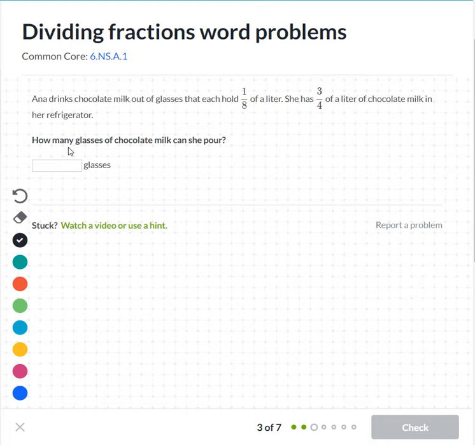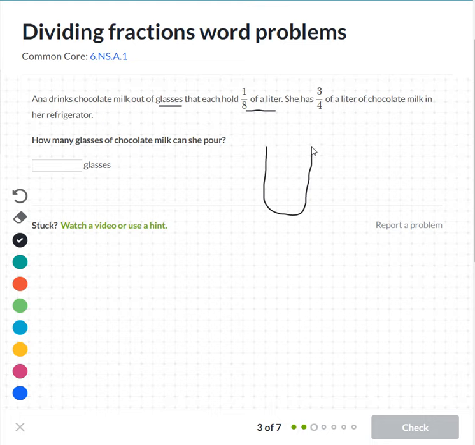Let's try another one. Anna drinks chocolate milk out of glasses that each hold 1/8 of a liter. She has 3/4 of a liter of chocolate milk in her refrigerator. So, how many glasses of chocolate milk can she pour? So we're going to look and say what is being split. All right, so the glasses are 1/8 of a liter. Well, are the glasses being split? No, because she has 3/4 of a liter of chocolate milk, and that's going to be poured.